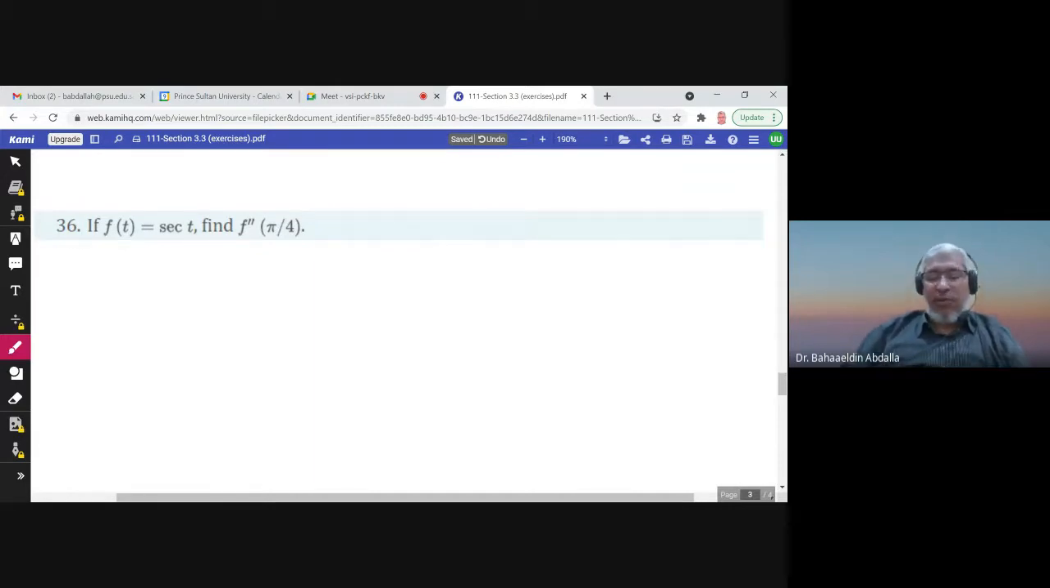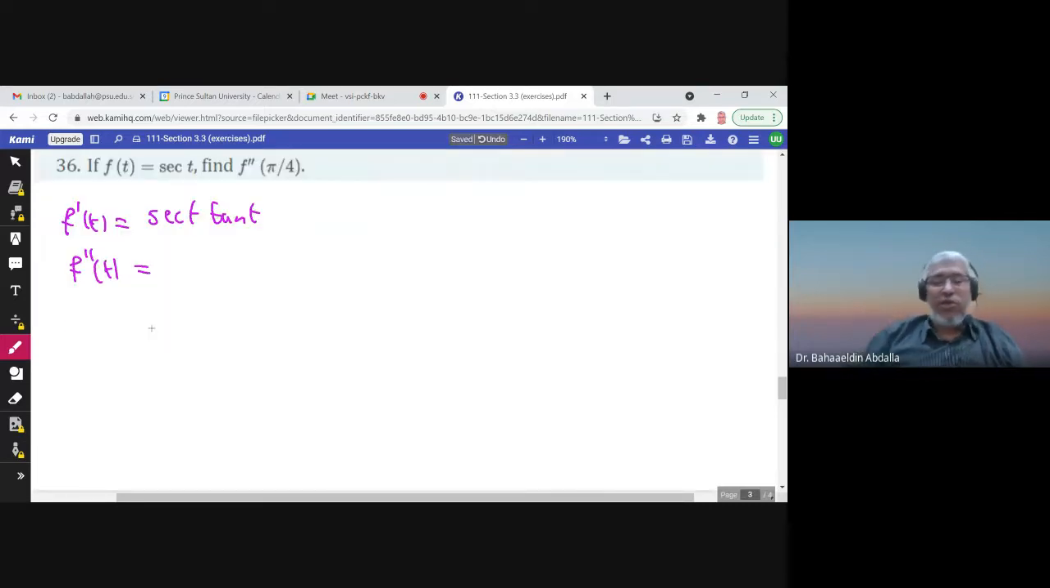Find f double prime. Well, let us find f prime first. So f prime, derivative of secant is secant tan. Now f double prime, I have a product function, secant times tan. So the derivative of secant is secant tan times tan, so it would be tan square plus secant as it is, and derivative of tan is secant square, so this would be secant cube tan.